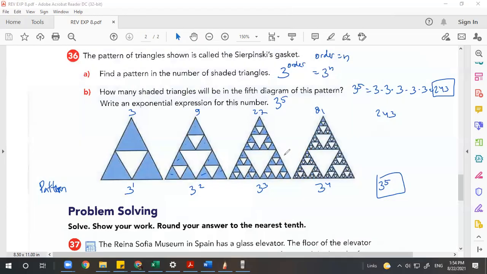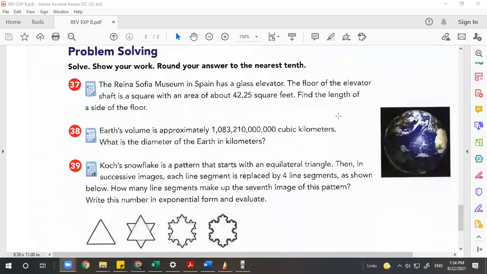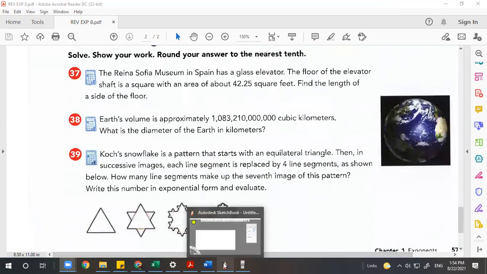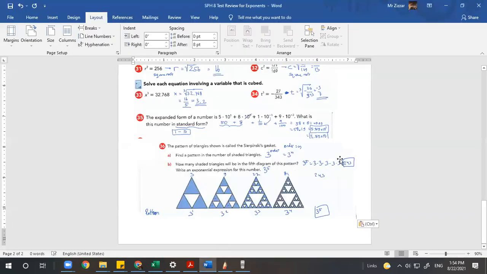Now I want to print screen and one more number. Oh, 3 more numbers. Okay, I'll just make it fast. So let me know when you have any problem. Don't hesitate to ask.